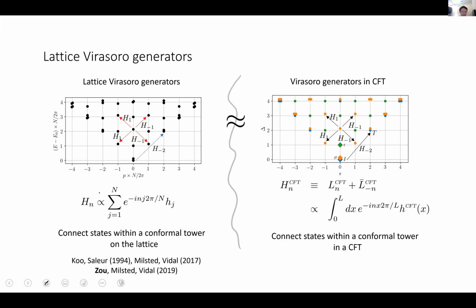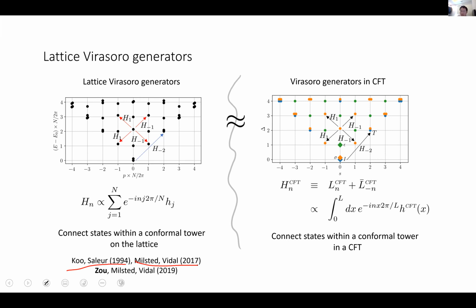So this is what we did, and of course this is pioneered by Koo and Saleur in 1994, and Milsted and Vidal in 2017. What we did is try to see whether it holds for general models. Koo and Saleur proposed it based on integrability, but we also tested it for non-integrable systems and find it works. Okay, so let's see first on the right-hand side, the CFT, what the Virasoro generator is doing.